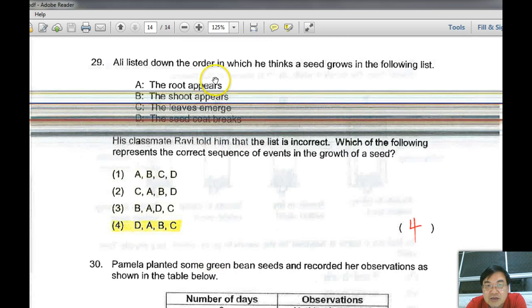Ali listed down the order in which he thinks a seed grows in the following list. First, he says that the root appears, the shoot appears, the leaf emerges, then the seed coat breaks. His classmate told him that the list is incorrect. Which of the following is correct? Of course, the seed coat will break first. Then it goes to A, B, C, right? It should be D, A, B, C. That is number 4.